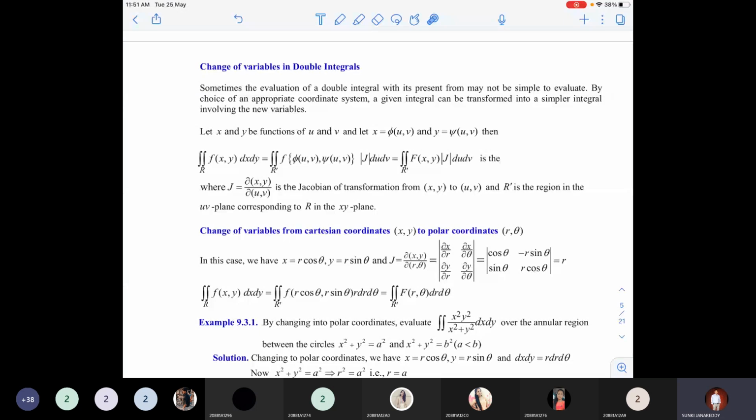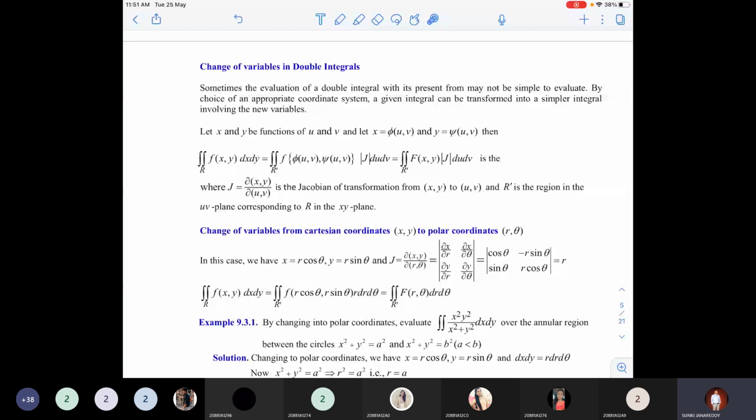Okay, here let x and y be the functions of u, v. Let x and y be the functions of u, v. Functions of u, v means x equal to phi of u comma v, y is equal to psi of u comma v. Two functions are given here, x and y, that are functions of u, v.